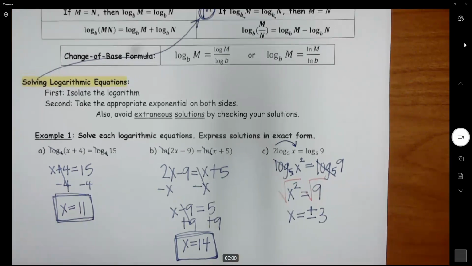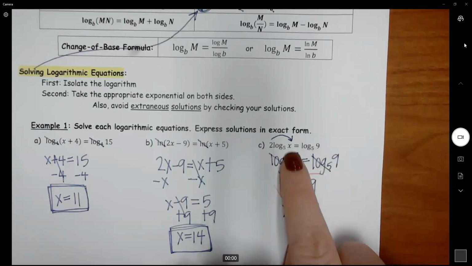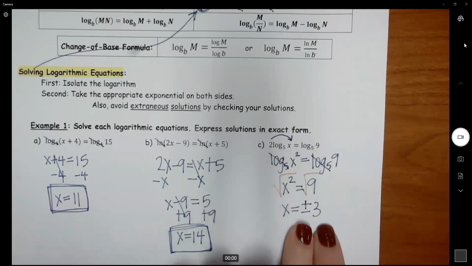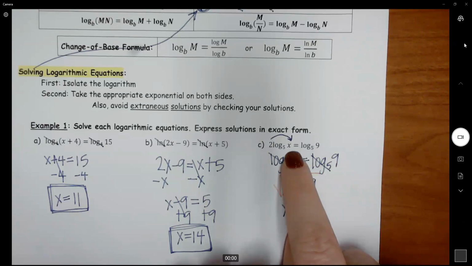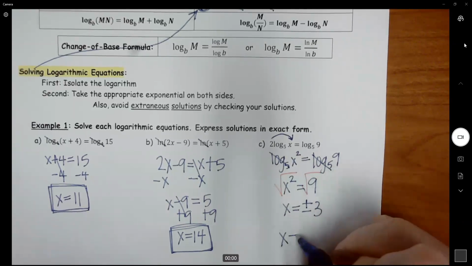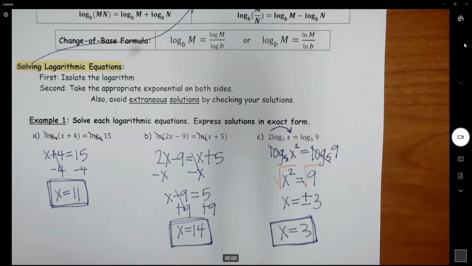Now remember to check when I plug in a positive 3 into my original. We do get a positive here, so that's okay. But when I plug in the negative, I get a negative as that log. So x here only equals 3, not plus or minus.